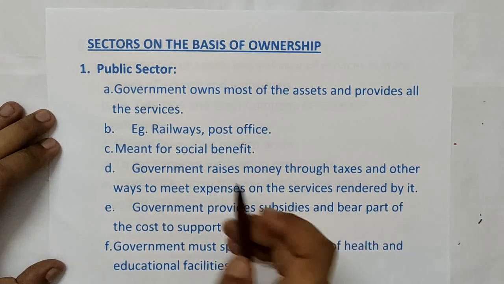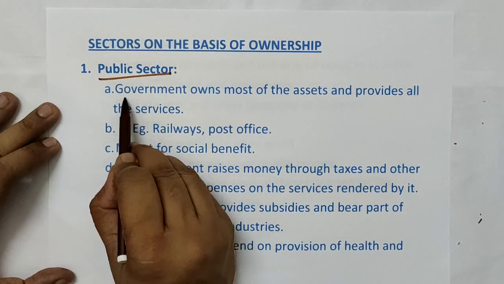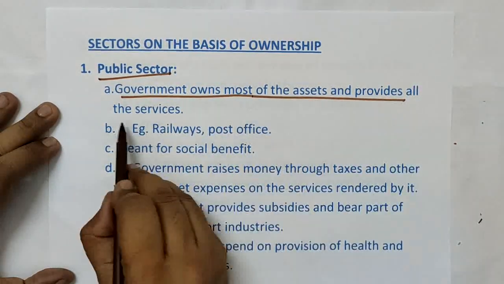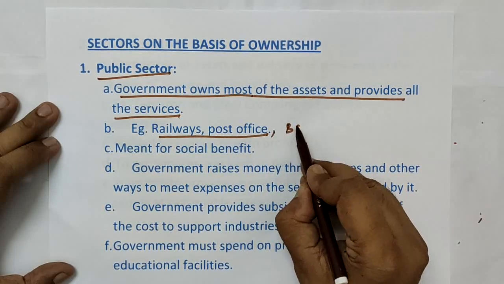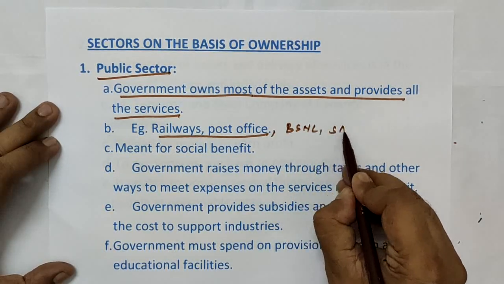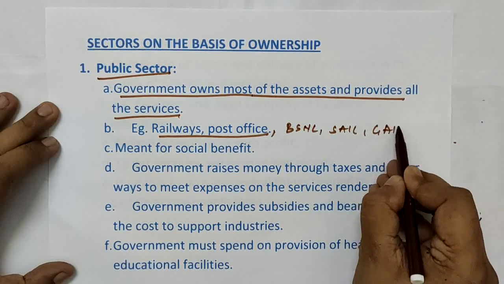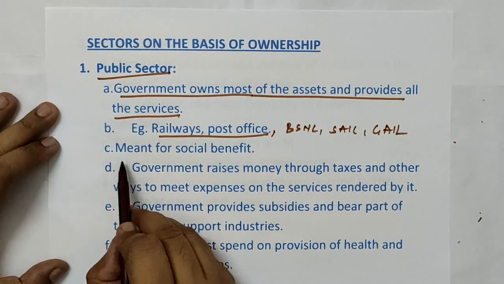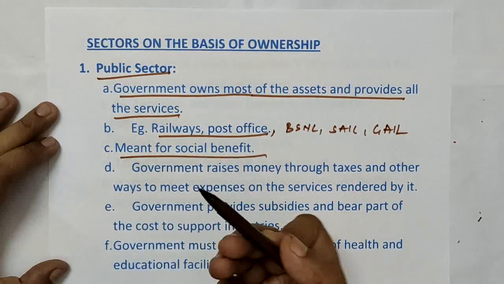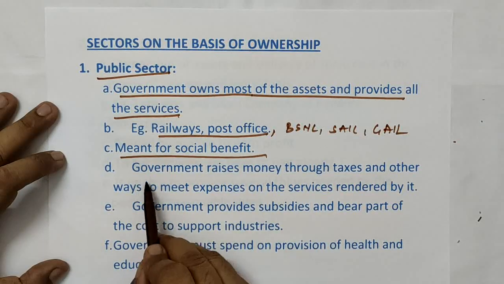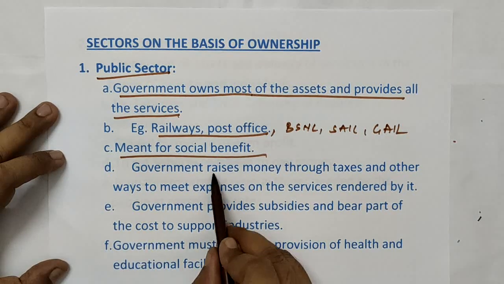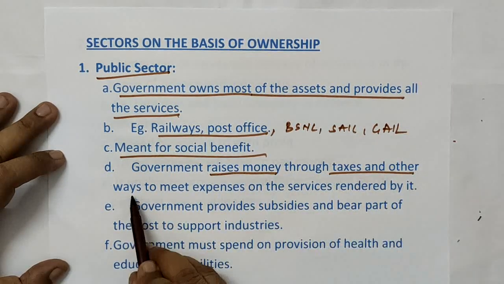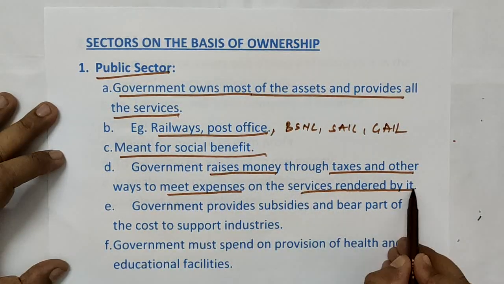When we talk about your public sector, the government owns most of the assets and provides all the services. Examples are railways, post office. You can include BSNL and SAIL and GAIL. It's basically meant for social benefit, social services. Government raises money, so this is the tax part we were discussing, through taxes and other ways to meet expenses on the services rendered by it.